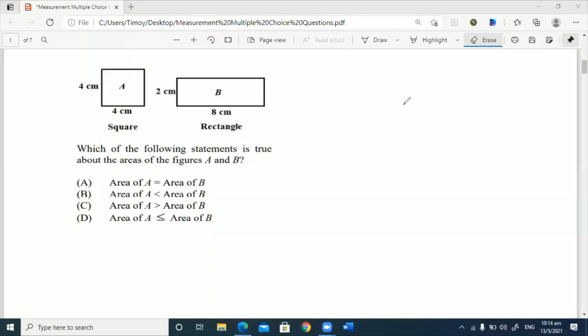Next problem, we are given 2 shapes, a rectangle and a square. And the question is, which of the following statements is true about the area of figure A and figure B? So figure A here is a square. How do you calculate the area of a square? The area of a square is going to equal the length times the length. What is the length? The length here is 4.